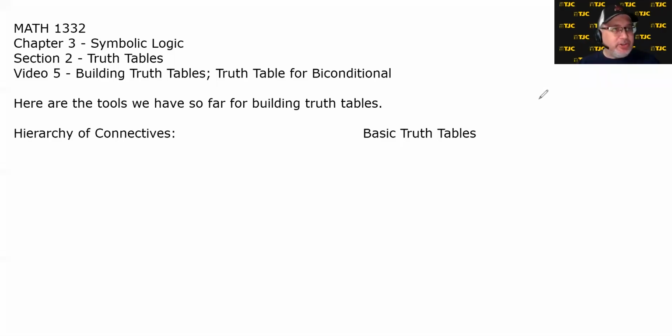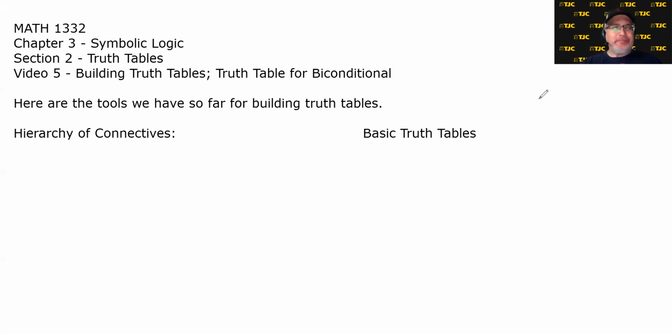Math 1332, Chapter 3, Symbolic Logic, Section 2, Truth Tables, Video 5, Building Truth Tables, and Truth Table for Biconditional. Originally, this was going to be two videos, one that just gave you the truth table for the biconditional, but it dawned on me that the best way to justify what that truth table is, is to actually show you how to build a truth table for a more complicated compound statement based on previously existing truth tables.